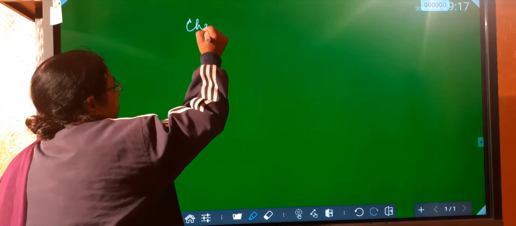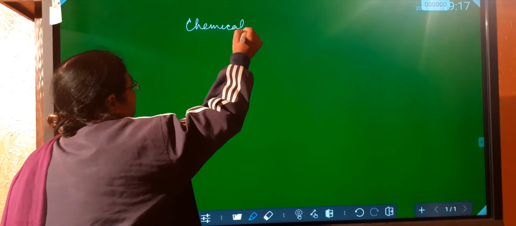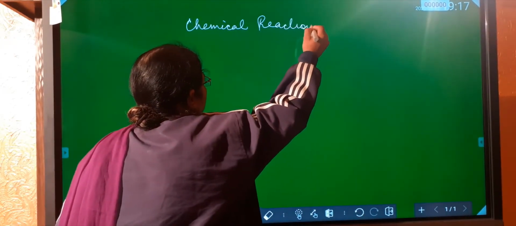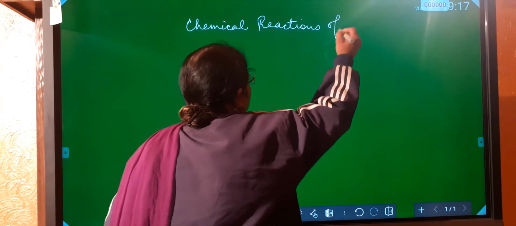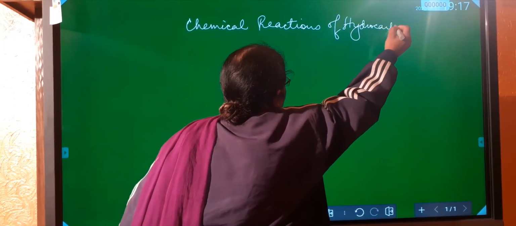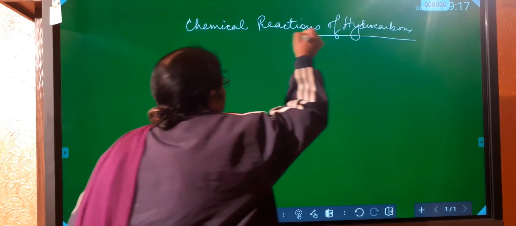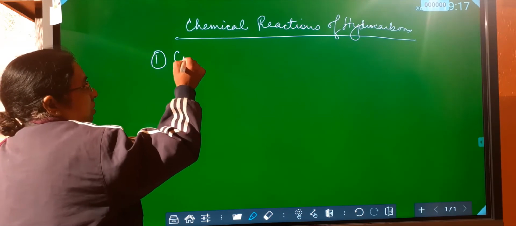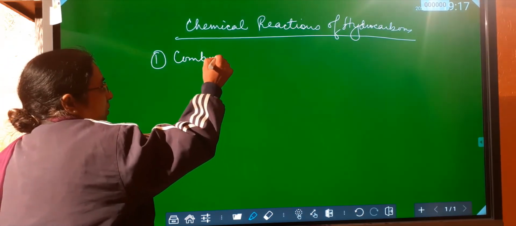Chemical reactions of hydrocarbons. सबसे पहले, let us learn about combustion.